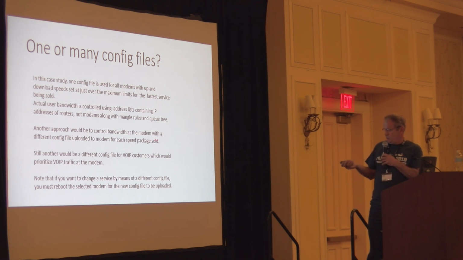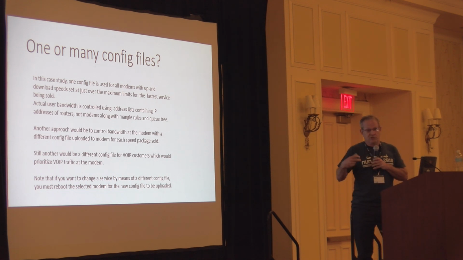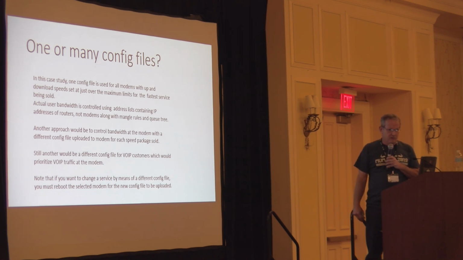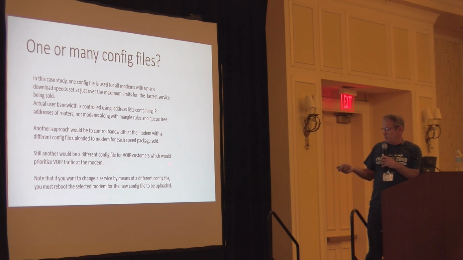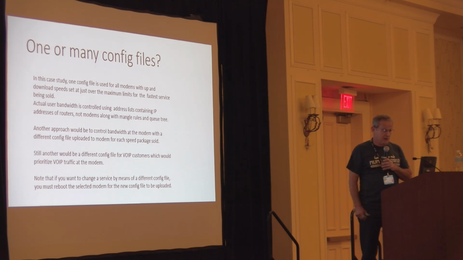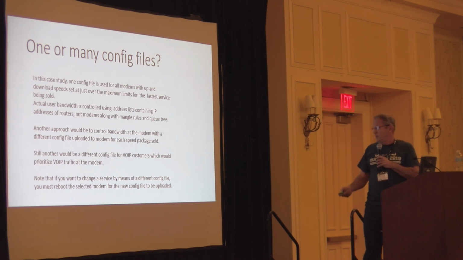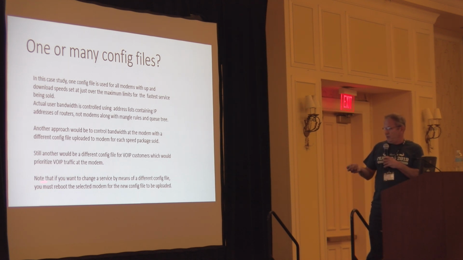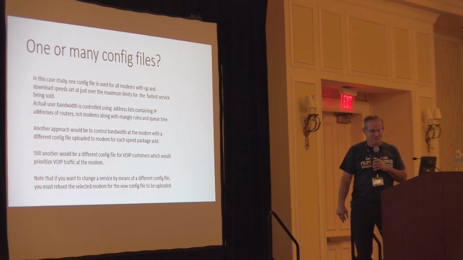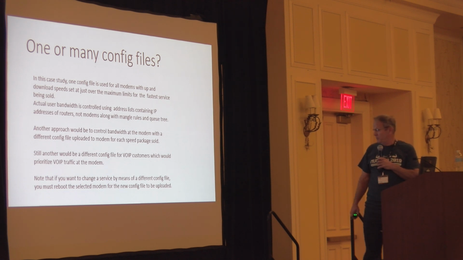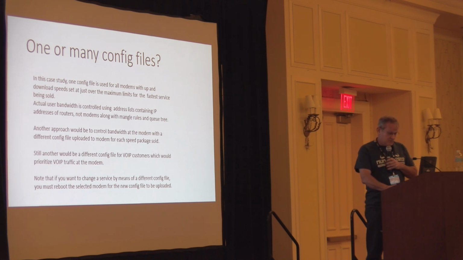You could control bandwidth at the modems themselves by using different config files with different subnets and all that other kind of stuff if you preferred to do it that way. I haven't tried this, but another option, you can configure a different config file to give priority to any VoIP customers you may have on your system. Just a quick note that I found out the hard way, if you change config files on a modem, that modem has to reboot. It's kind of obvious to a lot of people, but it took me a while to figure that out. Make the button work here.